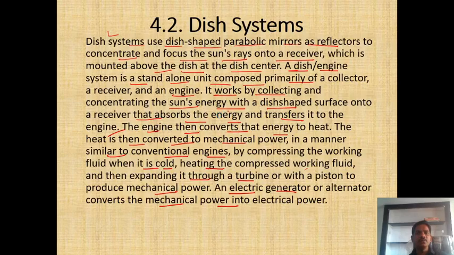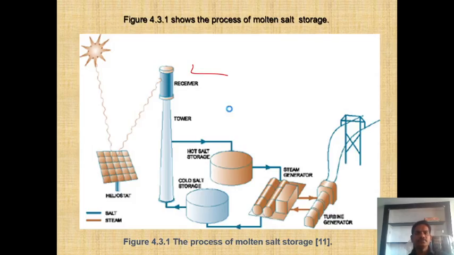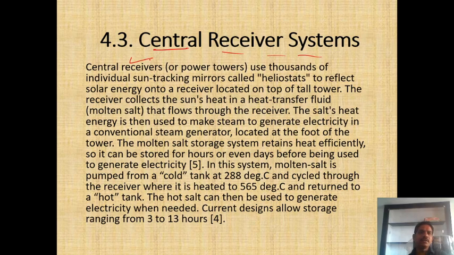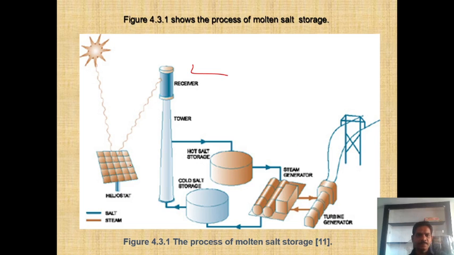We expand in more detail now. So look here. A central receiver or power tower uses thousands of individual sun tracking mirrors called heliostats to reflect the solar energy onto the receiver located at the top of the tall tower. Yes or no? Yes. This one. This is the heliostat which absorbs the solar energy and reflects it onto the top of the receiver or absorber. Yes or no? Yes.